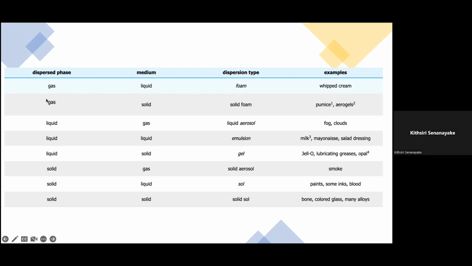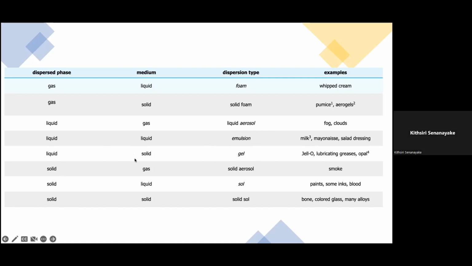If you mix gas in a solid, it's called a solid foam, or aerogels. If you mix liquid in a gas, it's called a liquid aerosol, like fog or any sprays. If you mix liquid in liquid, it is called an emulsion, right? The best example is milk.